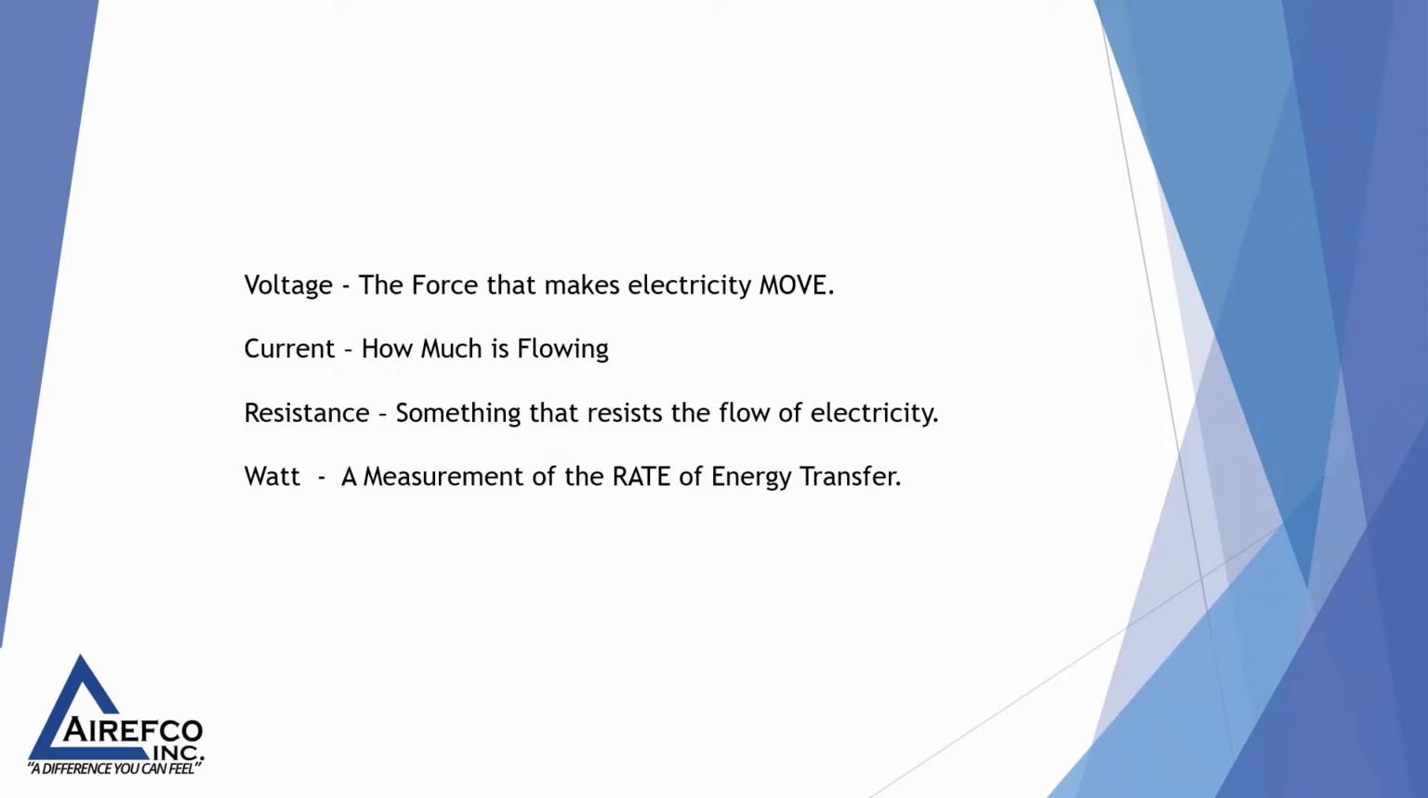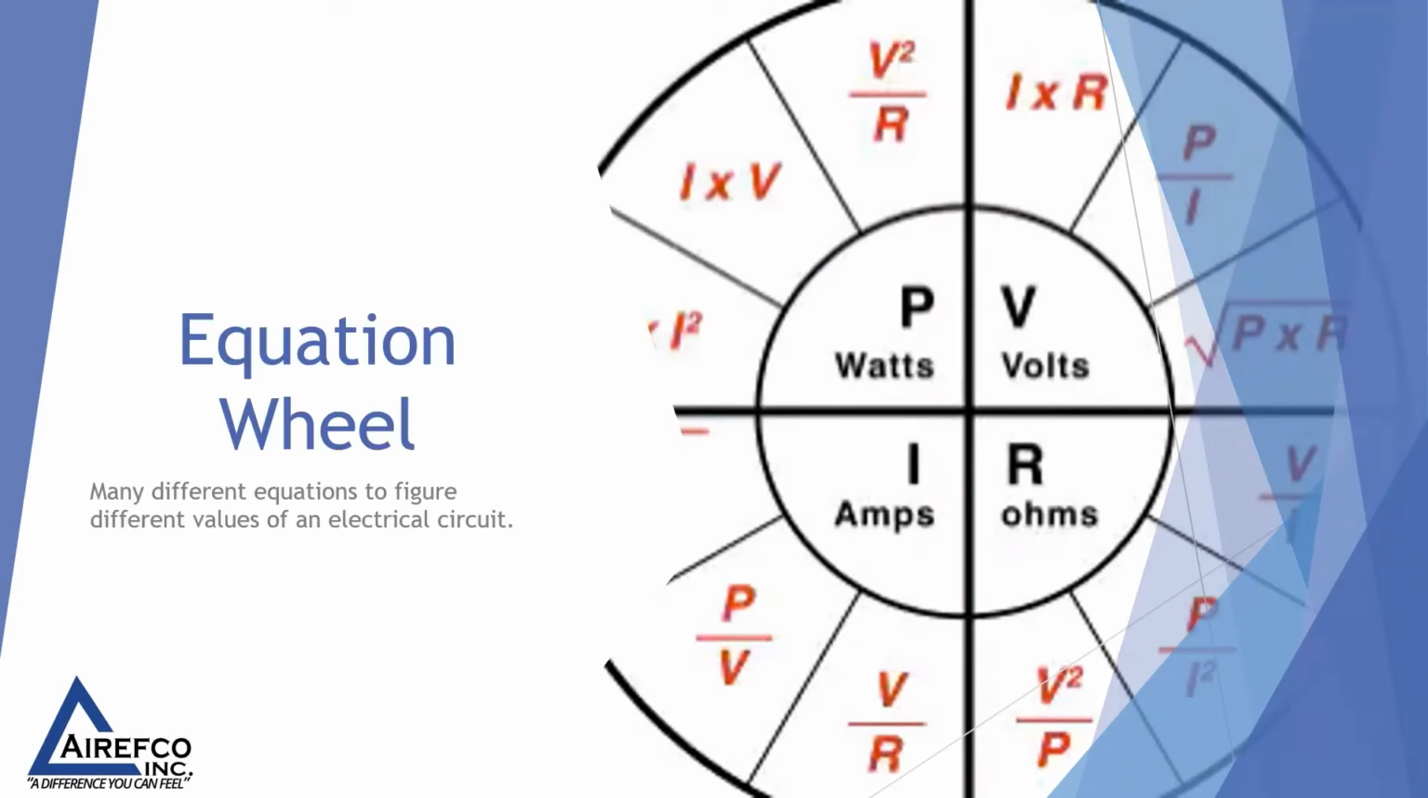So in understanding Ohm's law, let's consider some of the terms that we use. Voltage is the force that makes electricity move through a circuit. The current is how much electricity is flowing through the circuit. The resistance is something that resists the flow of electricity through the circuit. And the watt is a measurement of the rate of energy transfer.